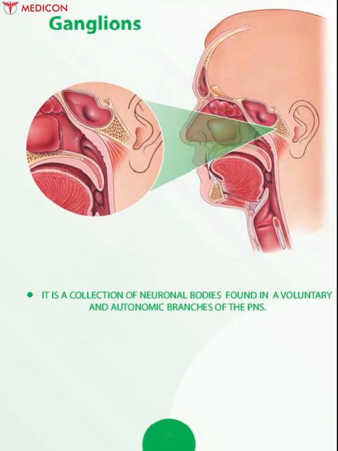Ganglion. A ganglion is a collection of neural bodies found in the voluntary and autonomic branches of the peripheral nervous system. This ganglion can be thought of as a synaptic relay station between neurons. The information enters the ganglia, excites the neurons in the ganglia, and then exits.